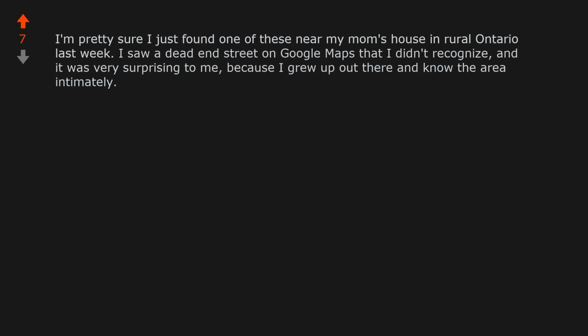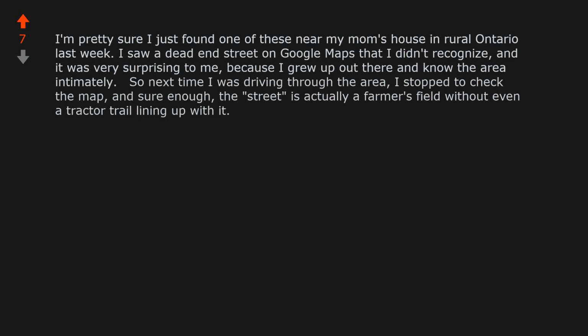I saw a dead-end street on Google Maps that I didn't recognize, and it was very surprising to me, because I grew up out there and know the area intimately. So next time I was driving through the area, I stopped to check the map, and sure enough, the street is actually a farmer's field without even a tractor trail lining up with it. And it's been a farmer's field since before Google existed.